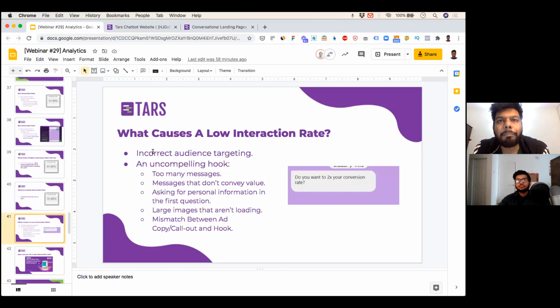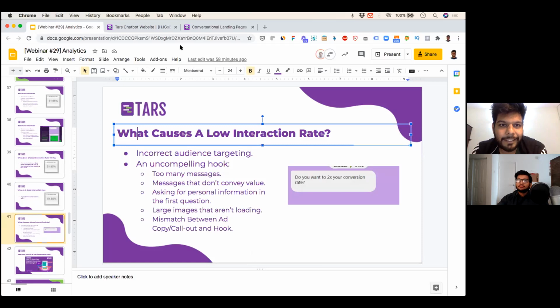To take an example, we had recently helped a customer with an e-commerce company with a campaign they were running, and this was the first time I was seeing such a low interaction rate. It was like sub 15%, and the reason that was happening is because they were targeting a wrong audience which spoke a different language, right?